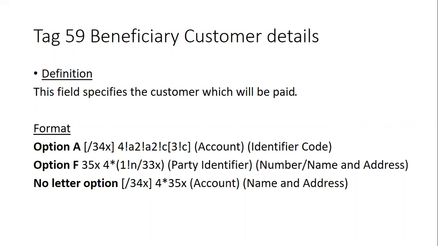So we have different formats available for tag 59 while your bank sends this MT103 message. The format specifies option A, option F, and no letter option. So basically there are three options with which you as a bank can send this 59 beneficiary customer details. We'll understand this one by one.